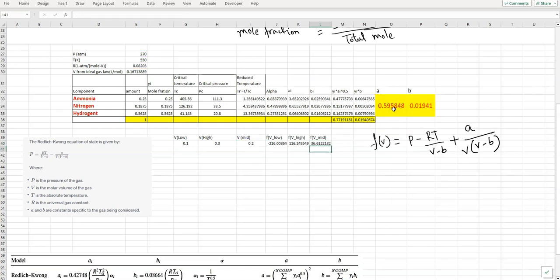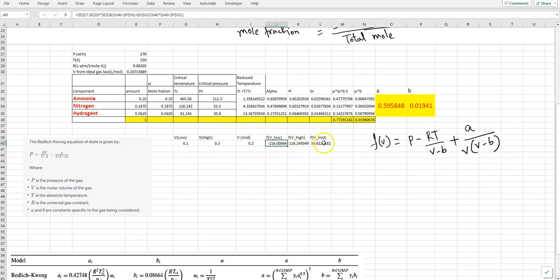Now if you do that, we put the v value here and we get the total value. You can see now this is negative and this is positive, so obviously we have to do the bisection method. First we take this plus this divided by 2, and we calculate the f value. Now you can see this is negative, this is positive, this is positive, so our root lies between f low and f mid.